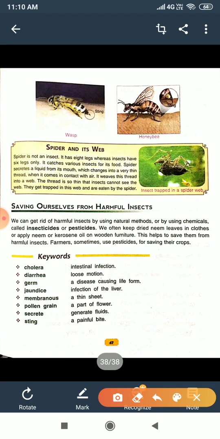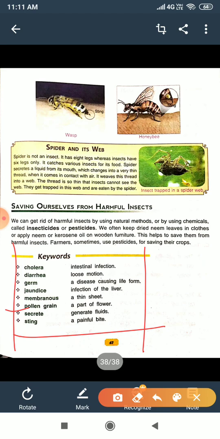Now come to the keywords. The keywords are cholera, diarrhea, germ, jaundice, membranous, pollen grain, secrete and sting. Secrete, not secret. After pollen grain it is secrete. These are the keywords, and you have to learn the meaning of these keywords.